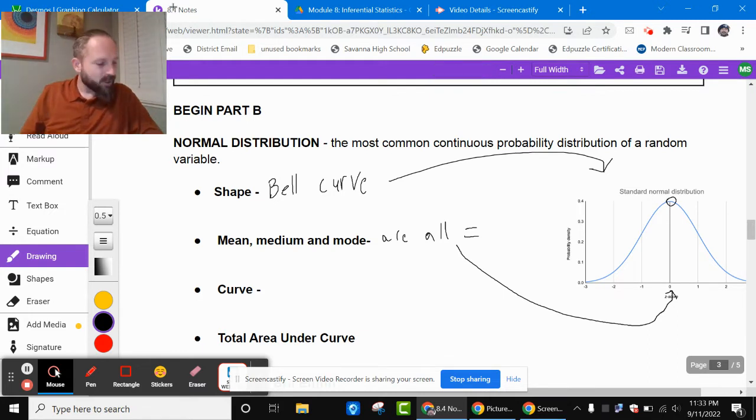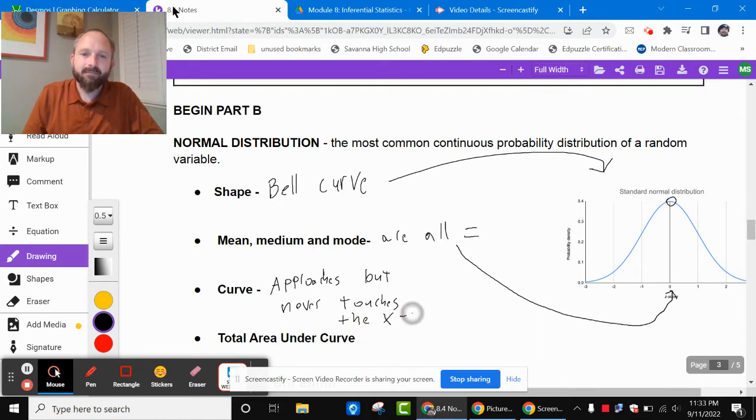Next up, the curve. The curve approaches, so let's write this down, approaches but never touches the x-axis.